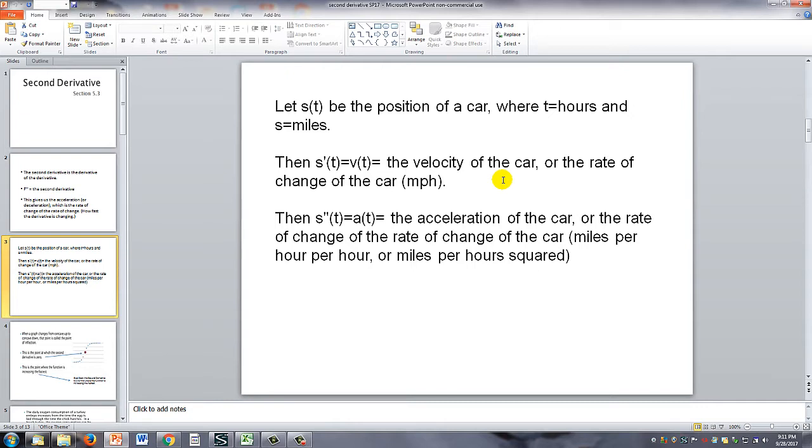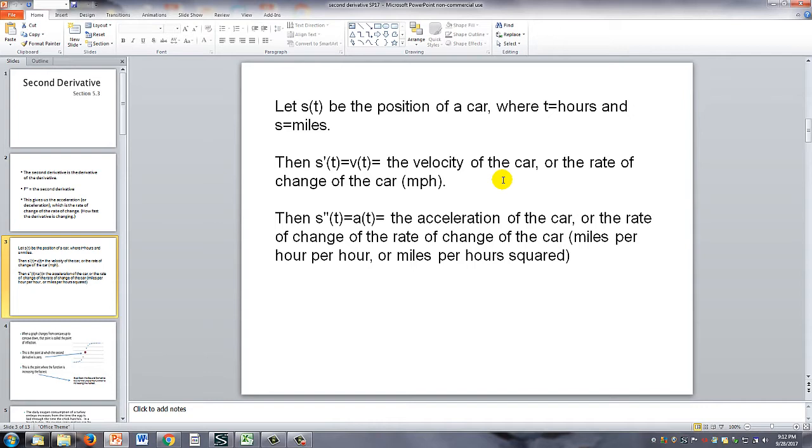Well, then, if you take the derivative of velocity, the first derivative of velocity is really the second derivative of the position function. And the second derivative of a position function gives you the acceleration of the car, or the rate of change of the rate of change of the car. And the units would be this.